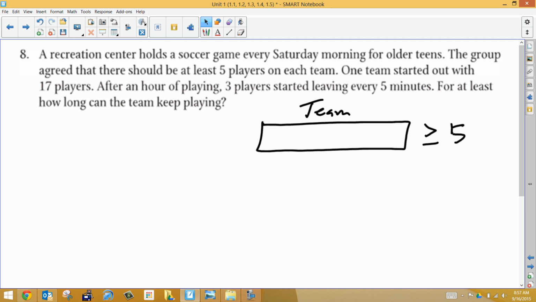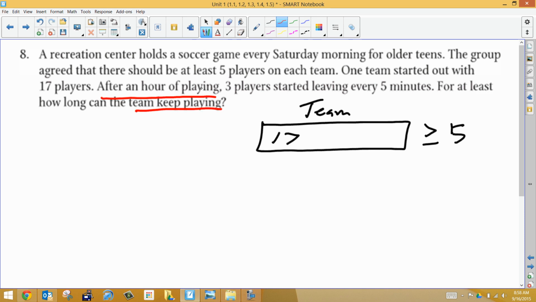It says that we start with 17 players. Okay. Now there's two things in this problem that the writer purposely put in here to try to confuse you. What we're trying to prove here is a lot of times students look at problems and they see a number and they think they have to incorporate it somehow into the equation. And it's not always the case. So I'm going to highlight them here. It says after an hour of playing, 3 players start leaving after every 5 minutes. For at least how long can the team keep playing?